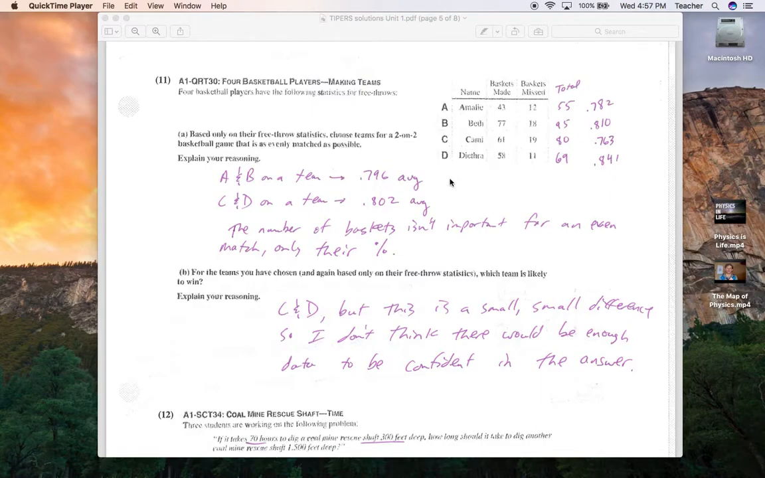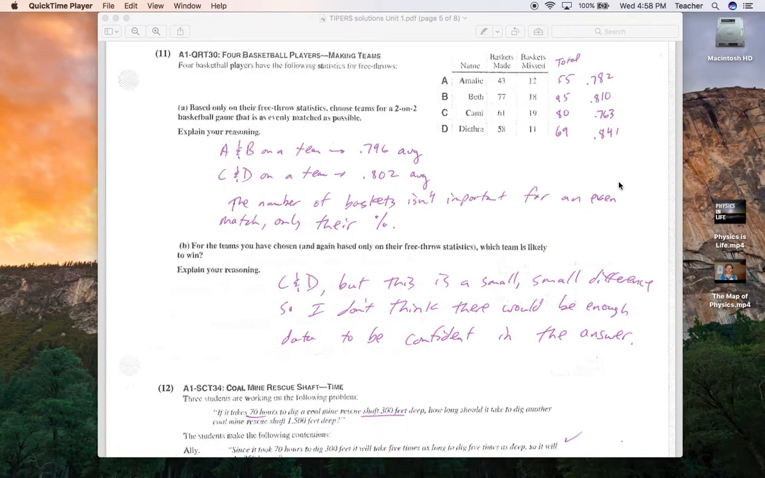So this is a pretty complex one, but I think if you take the average of the two free throw percentages, that will give you A and B on one team, C and D on another team. And that'll be the closest rankings you could have.